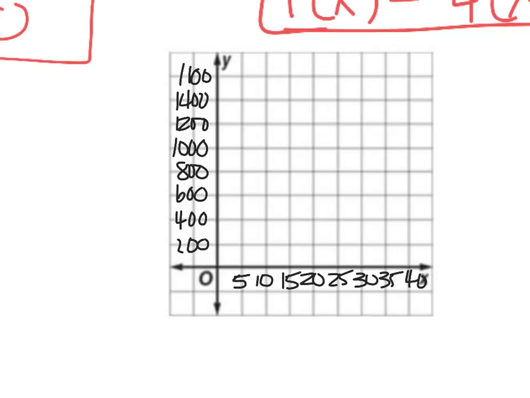Now let's plot our vertex. We know our vertex is at (20, 1,600). So this point right there. We know that that's going to be our axis of symmetry. Our axis of symmetry is x equals 20.